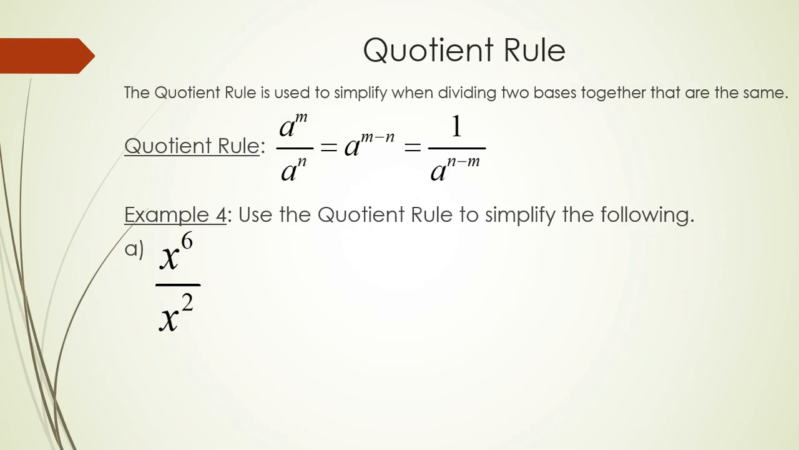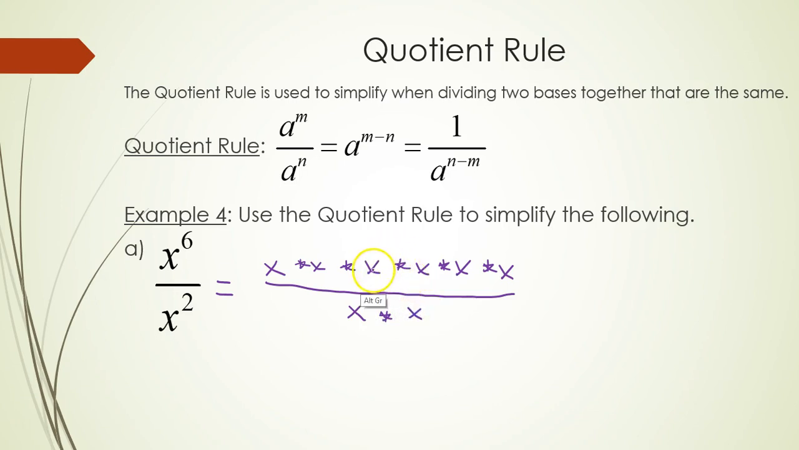Now we'll talk about the quotient rule. The quotient rule is used to simplify when you're dividing two bases together that are the same. So we'll illustrate the quotient rule in part A. X to the 6th, that means x times x times x times x times x times x. X is multiplied with itself 6 times, all over x squared.